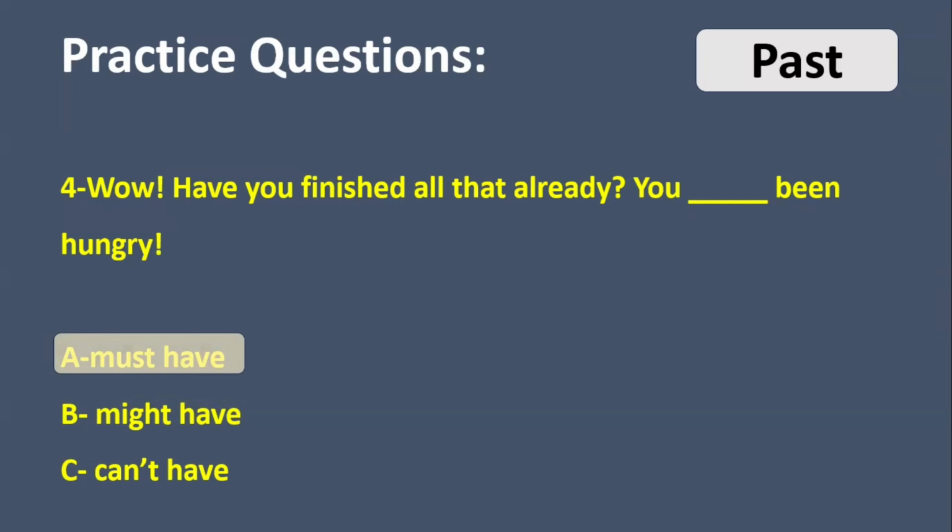So if you want to say the sentence without showing that you are assuming, you would say you were hungry as a fact. أنت كنت جوعان. So in order to show that you are speculating or assuming or guessing, you would say you must have been hungry. من المؤكد أنك كنت جوعان.